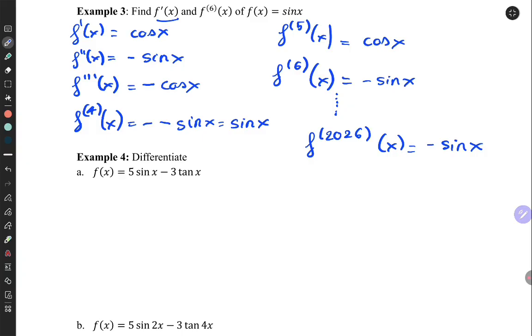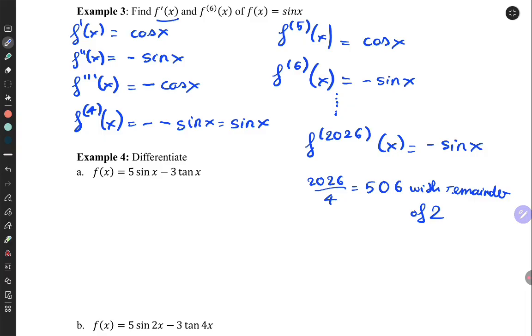Well, I could say that there's a pattern that repeats every fourth derivative. So instead of dividing 2026 by 4, I divide the closest multiple, which is 2024. So 2024 divided by 4, I got 506. Technically you can still do that: 506 with a remainder of 2. You repeat that for every 4 derivatives. You return to the same thing after 506 cycles like that.